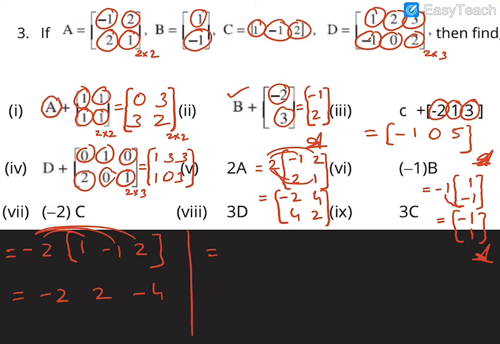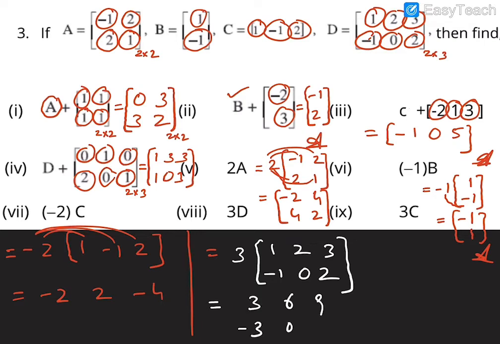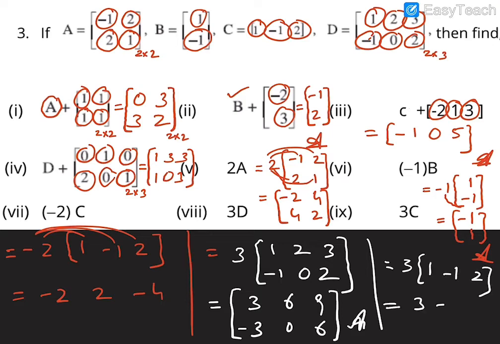Let me change the color. Now 3D, so 3 times D. What is D? D is 1, 2, 3, minus 1, 0 and 2. Just multiply: 3, 6, 9, minus 3, 0 and 3 times 2 is 6. So this is 3D. Now 3C. 3C will be 3 times C. C is having only one row, 1, minus 1 and 2. So this will be 3, minus 3 and 6. So that's it. This was question number 3.